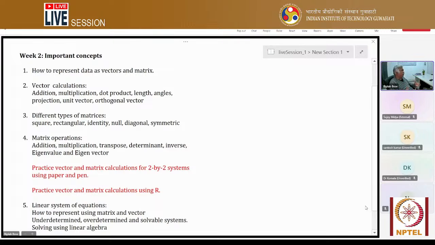All these things we can do very easily if I can consider my data set either as a vector or as a matrix. So that's why in the first week, second week, we are learning how to represent data as vectors and matrices. And then once you represent the data as vectors and matrices, then you can start doing some elementary basic calculations like addition, multiplication, dot product, all these things. So these things are discussed in the second week.